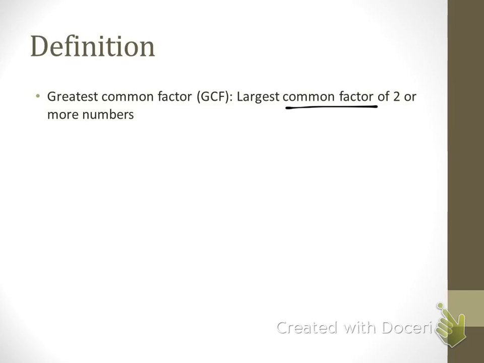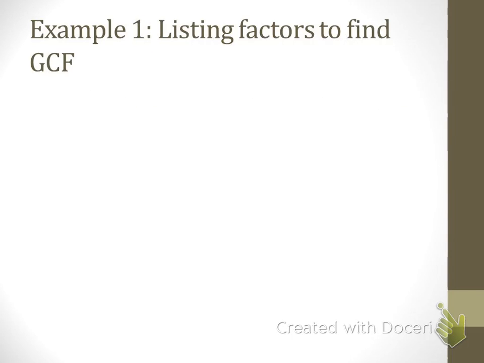Alright, so there's two ways to find GCF. The first way is to list the factors of the numbers. When we list the factors, that's just like what we did yesterday. So, listing factors, let's start with the numbers 16 and 28.